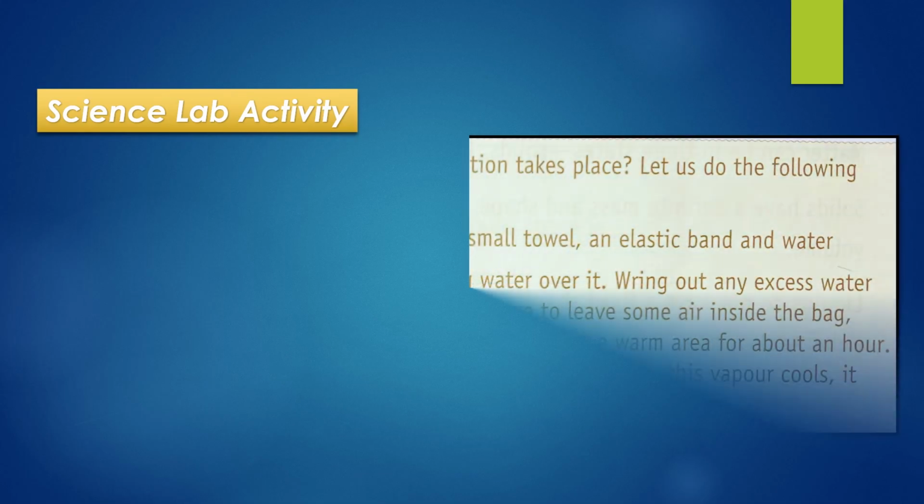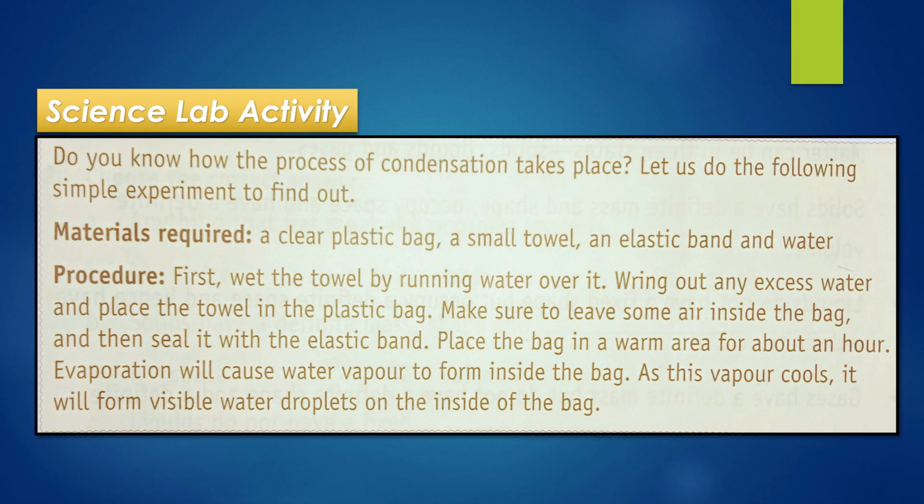There is a science lab activity you can do. I'll tell you how the process of condensation takes place. Let us do the following simple experiment to find out. Materials: a clear plastic bag, a small towel, an elastic band, and water. First wet the towel by running water over it. Then wring out any excess water, which means you have to press it properly so that all the extra water goes.